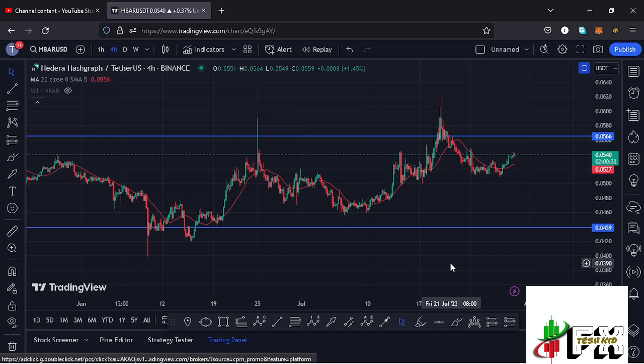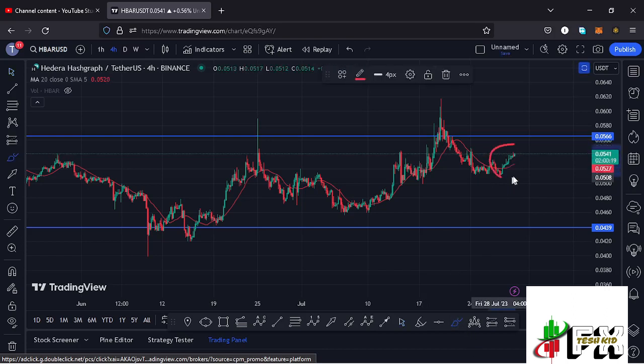And at the time of this recording, Hbar is holding above the 20-day MA here on the 4-hour chart, which is now acting as support for us to continue gearing up to the next key area of resistance at around the $0.0566 mark. And the moment we manage to break above that key area of resistance, watch out for a successful retest before we can continue gearing up and continue unlocking higher prices.